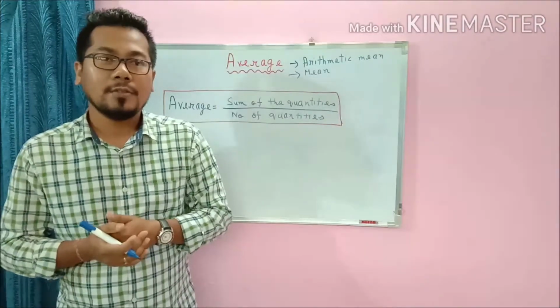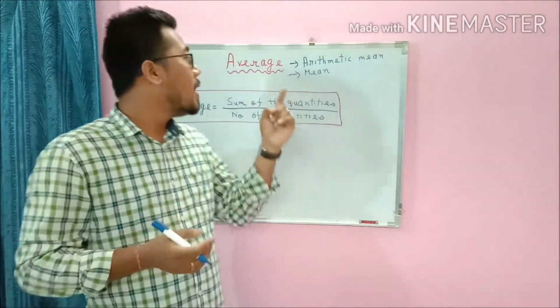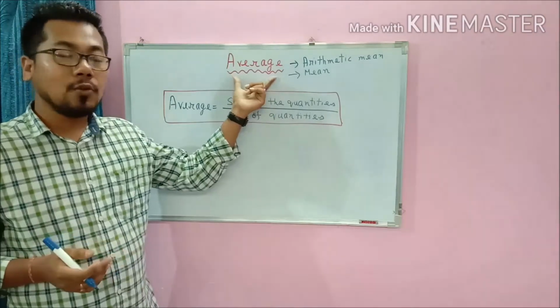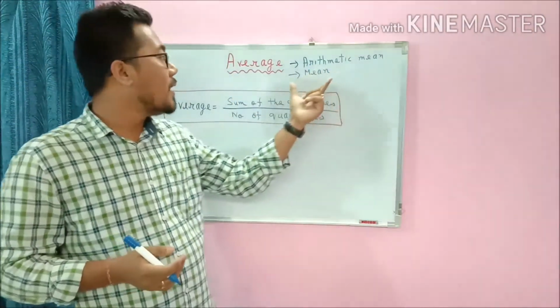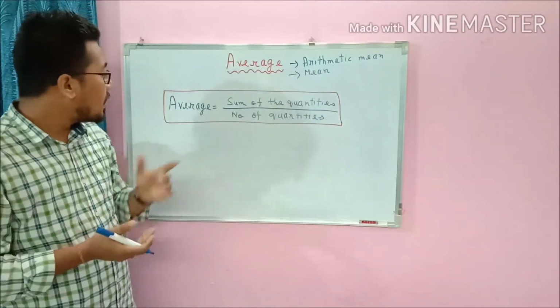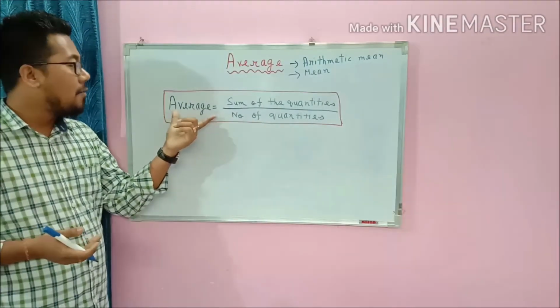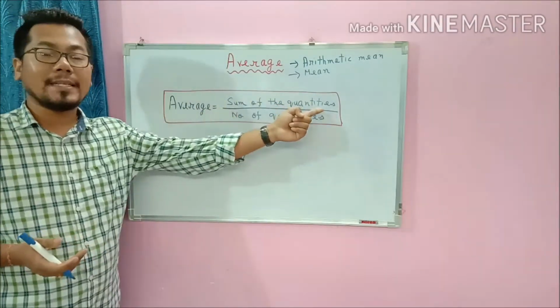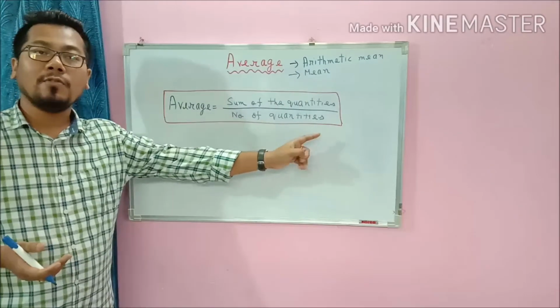Hello students, today we will be discussing a topic known as average. Average is also known as arithmetic mean as well as mean. Now, what is the formula of average? Average equals the sum of the quantities divided by the number of quantities.